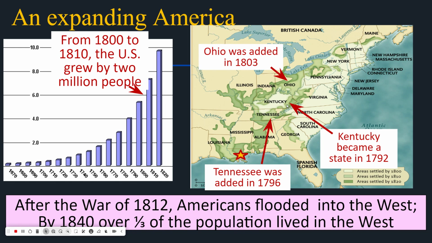So you have the development of new states, such as Ohio and Indiana, Kentucky and Tennessee, and then of course the deep southern states, Alabama and Mississippi and Louisiana. Population in the United States is drastically increasing because of a high birth rate and immigration. By the 1840s, one third of the US population lived in the West during this time period.